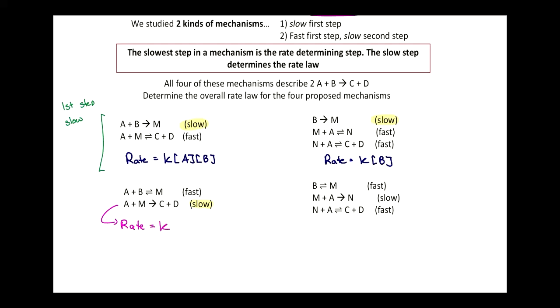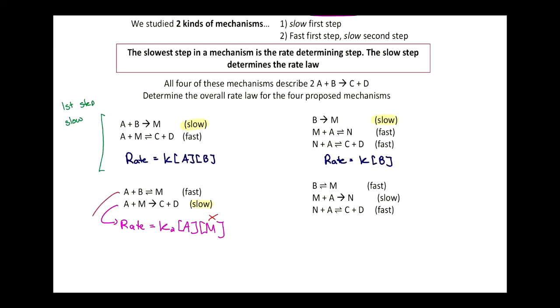So rate is K, I'll call it K2 because it's the second step, times A concentration times M concentration. Am I done? Nope. What do I have to do? Get rid of M. Yep, I'll get rid of M by using the fast first step. So that M is not allowed.